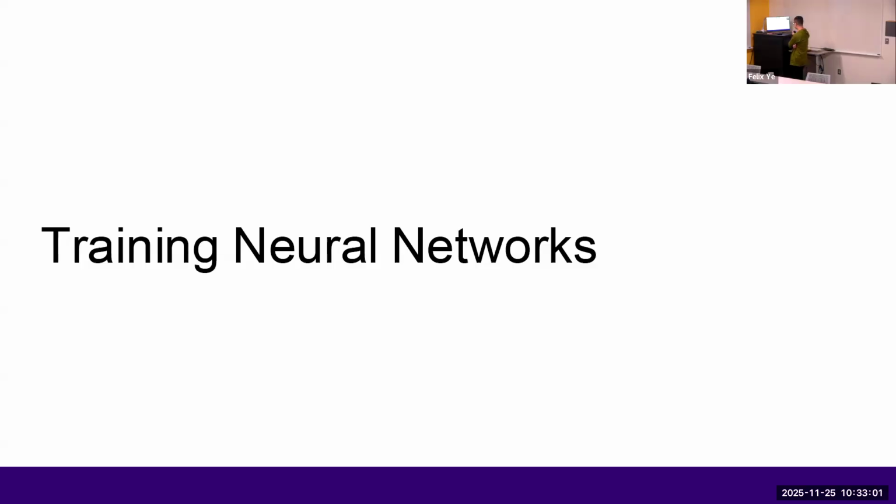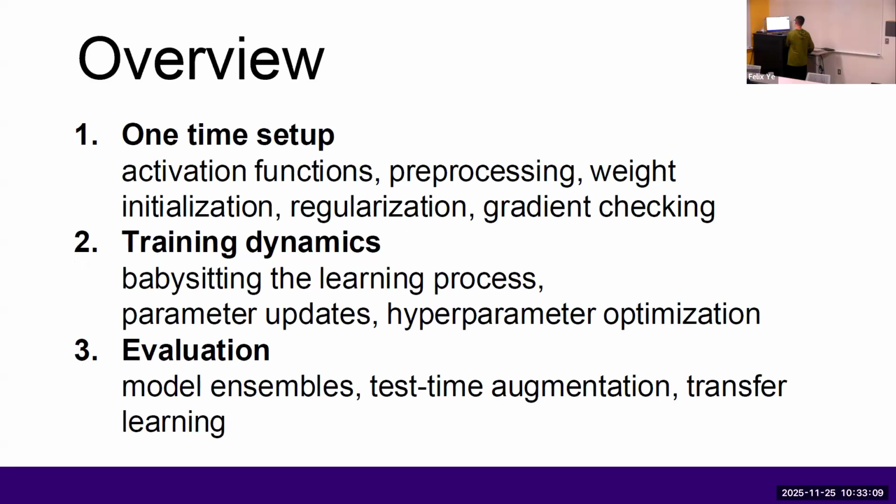So today I'm going to talk about training neural networks. This is a very important thing, and you are going to experience it in your homework, how to efficiently train neural networks. There are a lot of things involved, for example, in the one-time setup: you have to choose your activation function, how to pre-process the data, how to initialize the weights, how to regularize, and how to do the gradient check. All these things you have to set up before you actually train your models.